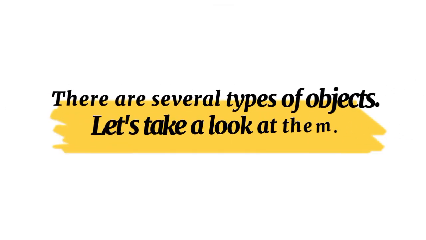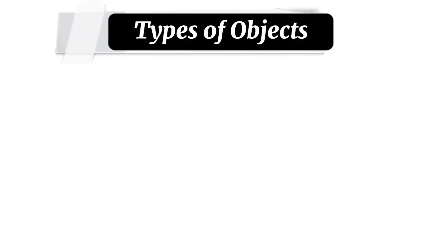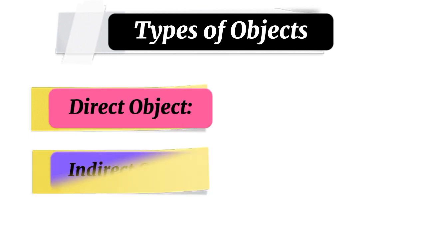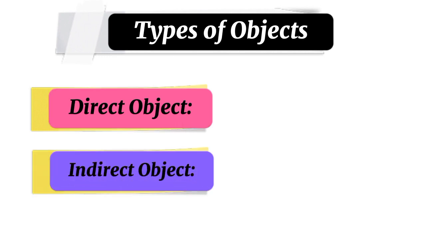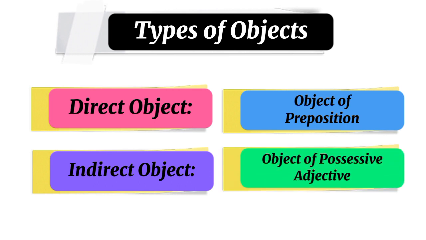There are several types of objects. Let's take a look at them. Types of objects: direct object, indirect object, object of preposition, object of possessive adjective.